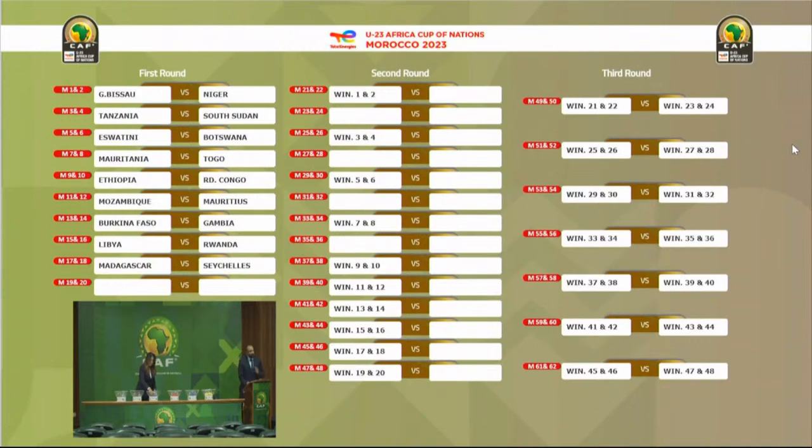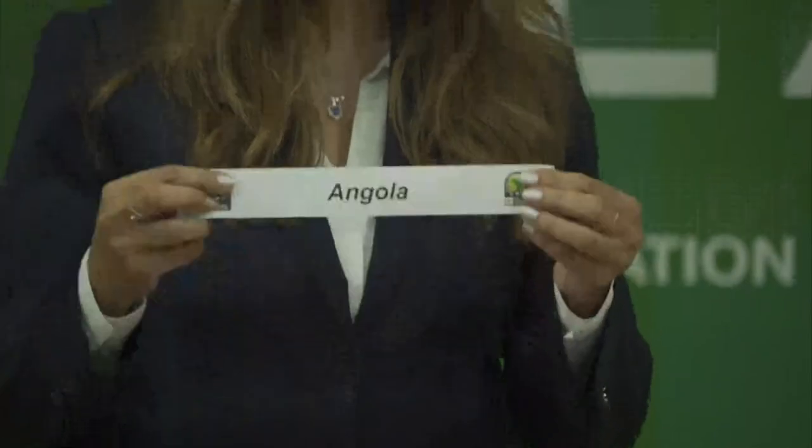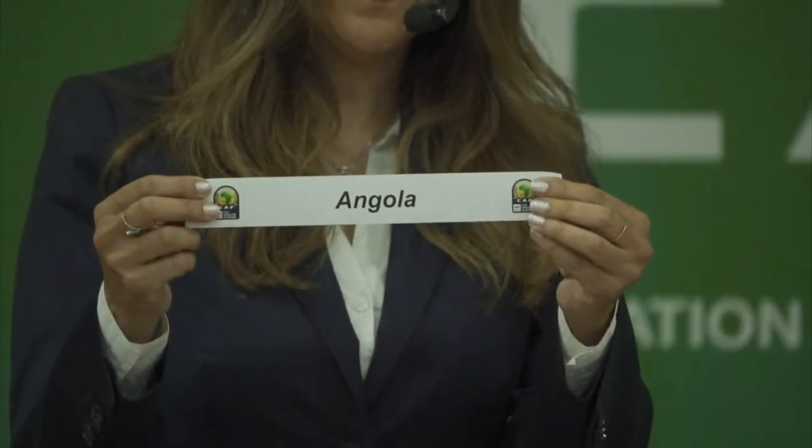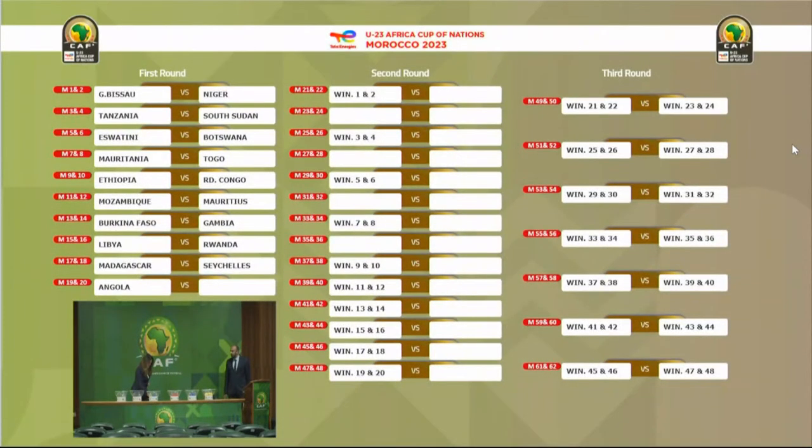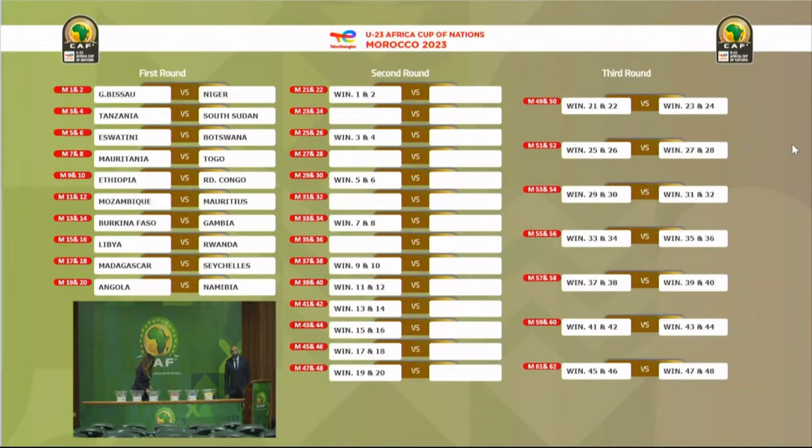The first team will play the first leg at home, as usual. Angola. And now let's confirm the opponent. Namibia. This concludes the draw of the first round. Now we will move to the second round.